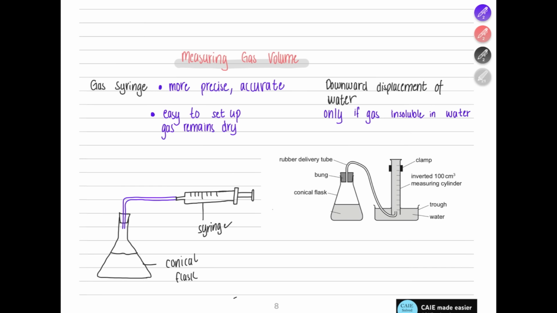Why do we use that? It's very precise and accurate. It's easy to set up, and the gas remains dry. The gas doesn't touch the water like it does in this method. So this is the downward displacement of water.